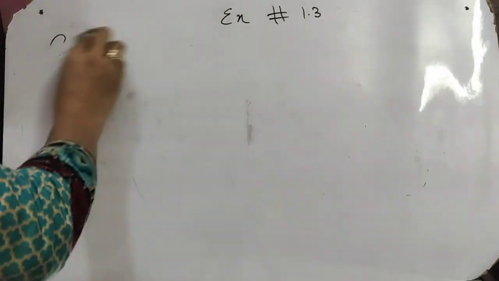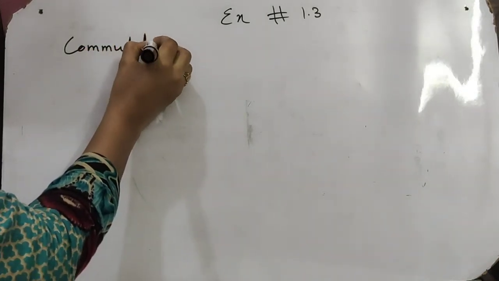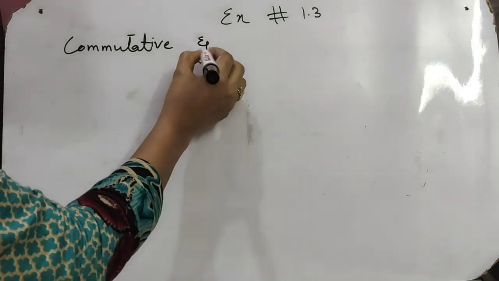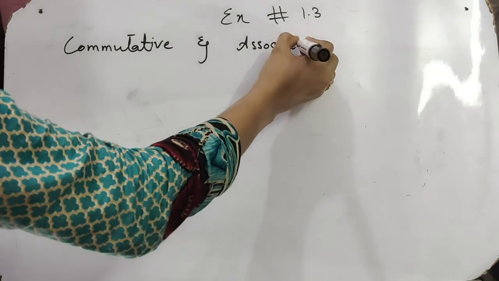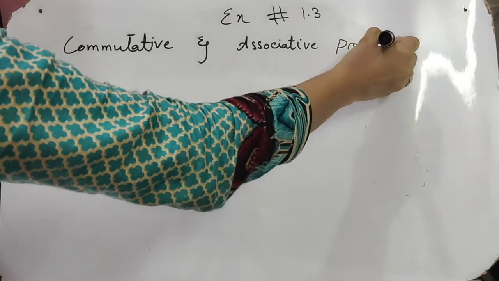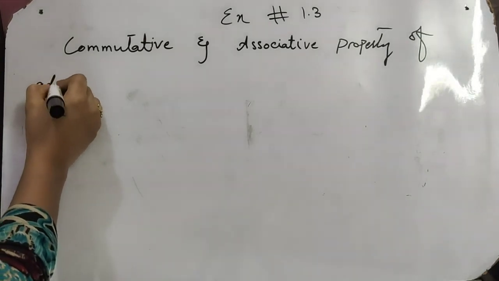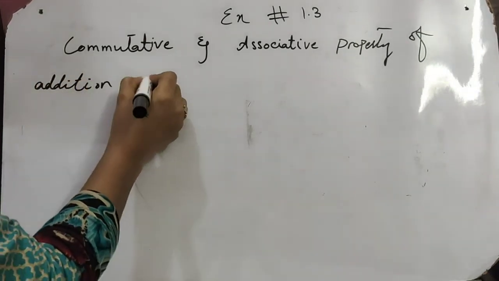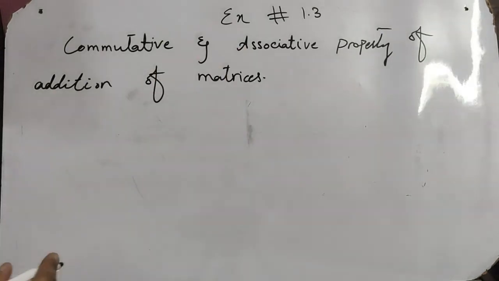Before moving towards question number 5, we just learn some properties of addition of matrices: the commutative and associative property of addition of matrices.